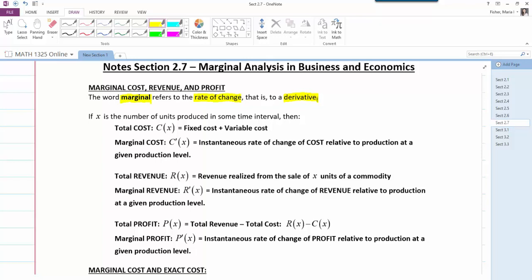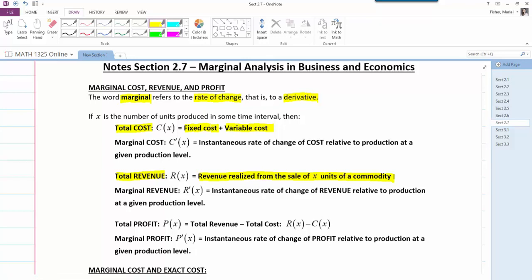Just in general, a cost function is going to be their fixed cost plus their variable cost. Marginal cost again represents the instantaneous rate of change of cost relative to a given production level. It is just the derivative of the cost function. Revenue, the total revenue or revenue function, is just the revenue realized from the sale of x units of a commodity. If you know the price, then your revenue is just the number of units you sold, x, times your price.